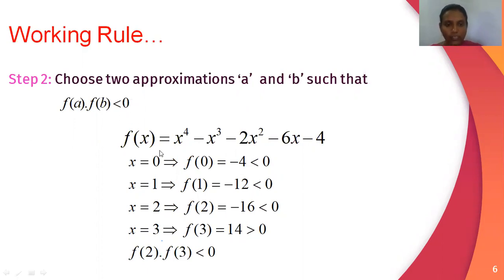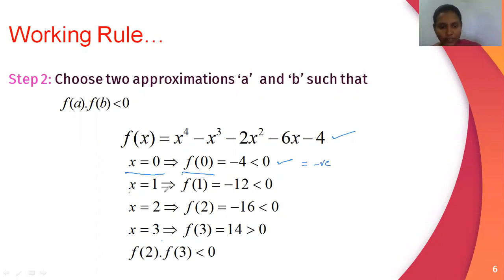Now here in the example, let us start with x = 0. If x is 0, what's the functional value? Replace x equal to 0 in the given equation. So this is the given function. Take x = 0, we got f(0) = -4. So this is a negative value.